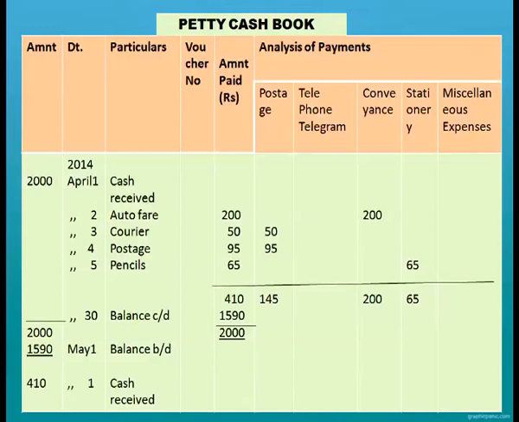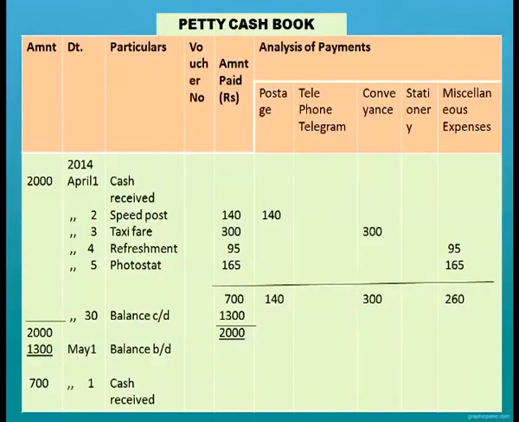It will be brought down in the beginning of next month, May 1st, balance brought down 1590. And the remaining cash will be received. Whatever this petty cashier has spent will be received from the main cashier, that is 410 he spent. So that amount is the cash received on May 1st, again, the brought down amount and the amount that is received.